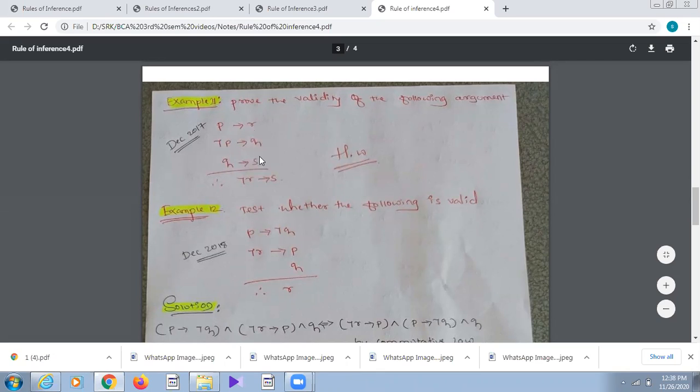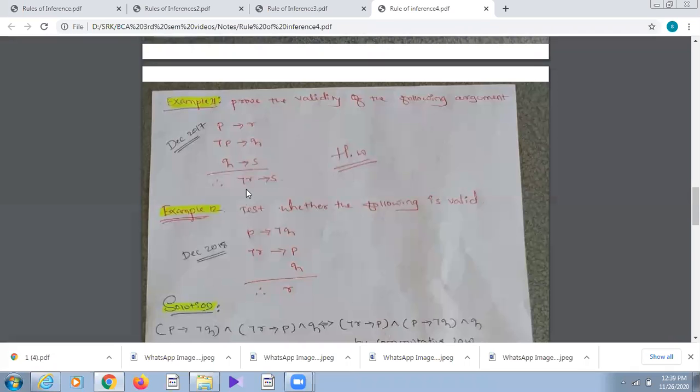Okay. So only two rules, three rules. First we have to apply syllogism, next contrapositive, next the rule of syllogism. You will get the conclusion. So this is the homework I have given, easy only, and this was asked in December 2017.